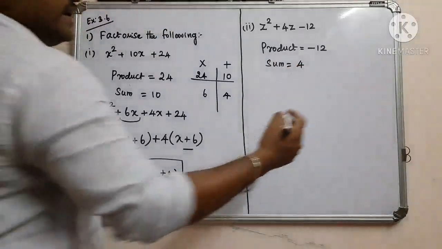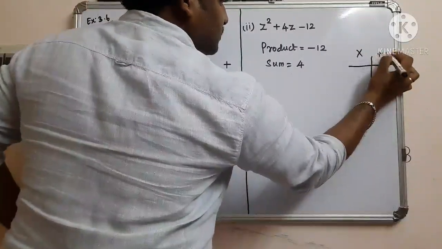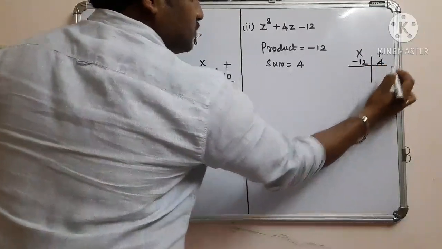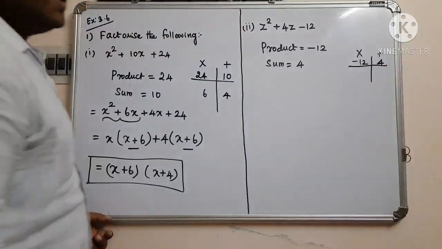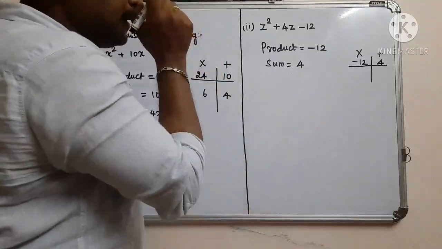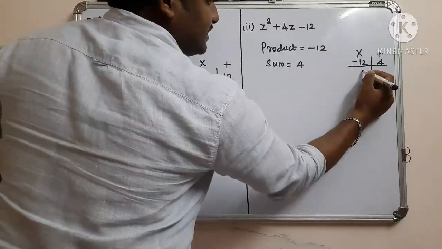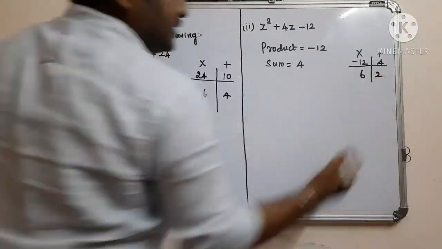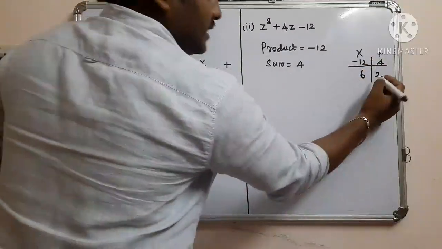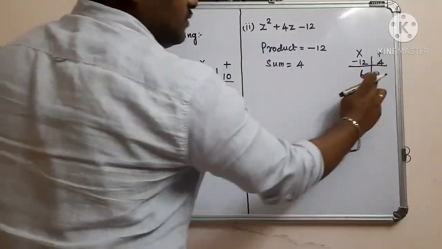Now we have to find the values. The product value is minus 12 and the sum value is 4. So what are the values? Possible values: 4 3s are 12, but 4 plus 3 is 7. What value can we take? 6 2s are 12, and 6 plus 2 is 8. But here one value is negative. So which value is negative?